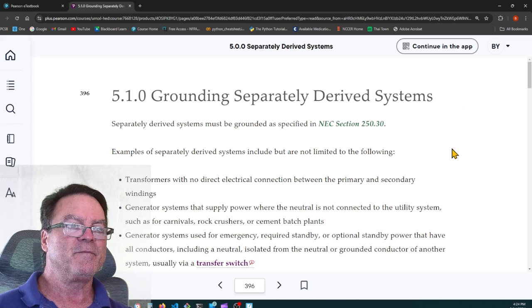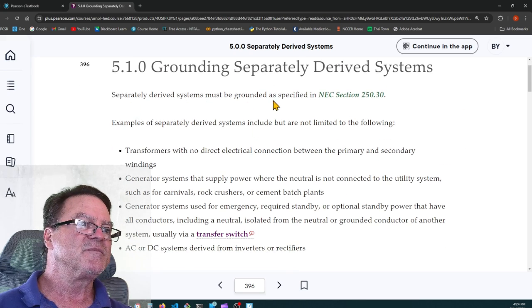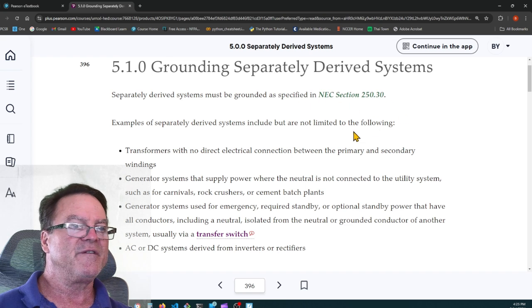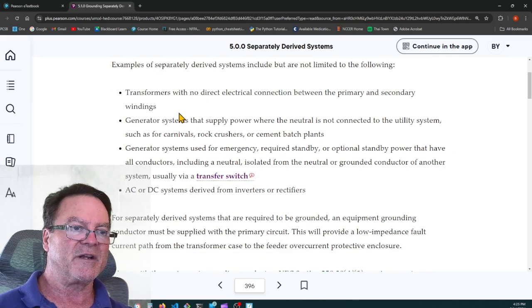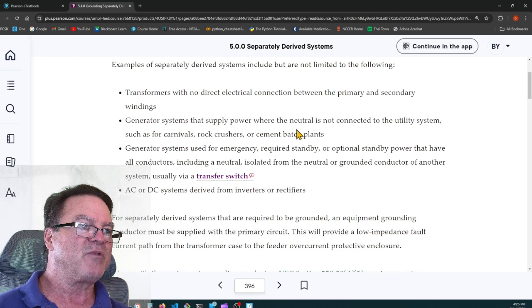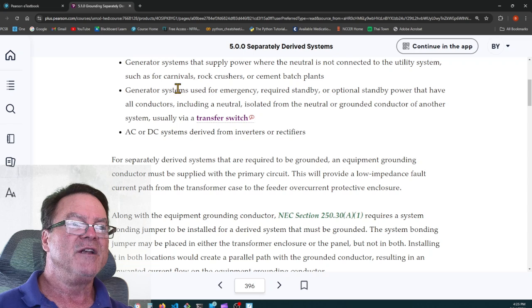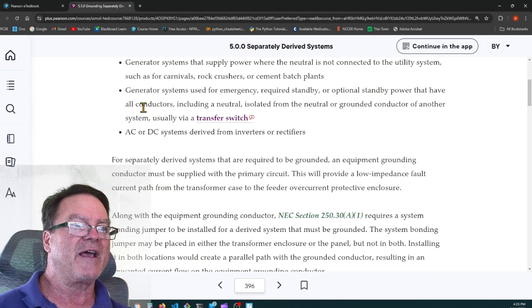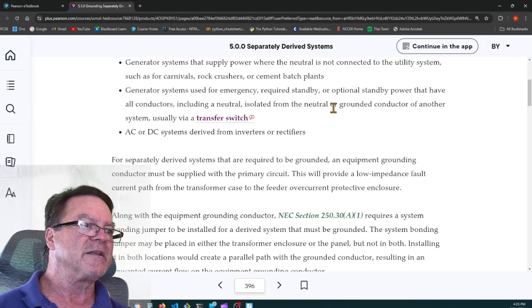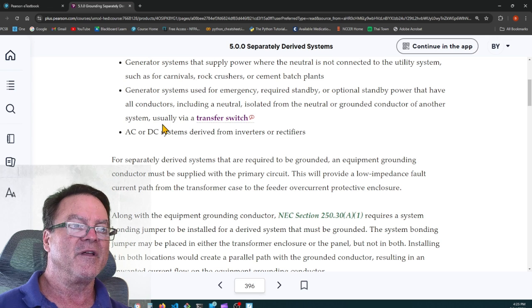Grounding separately derived systems. Separately derived systems must be grounded as specified in NEC section 250.30. Examples of separately derived systems include, but are not limited to, transformers with no direct electrical connection between the primary and secondary windings, and generator systems that supply power where the neutral is not connected to the utility system, such as for carnivals, rock crushers, and cement batch plants. Also generator systems used for emergency required standby or optional standby power that have all conductors, including a neutral, isolated from the neutral or grounded conductor of another system, usually via a transfer switch.